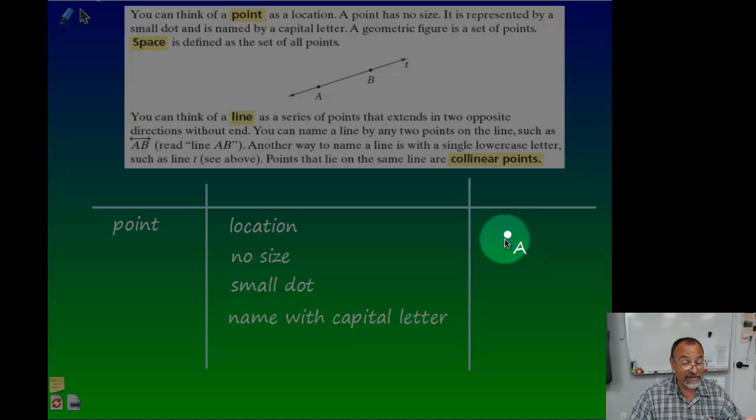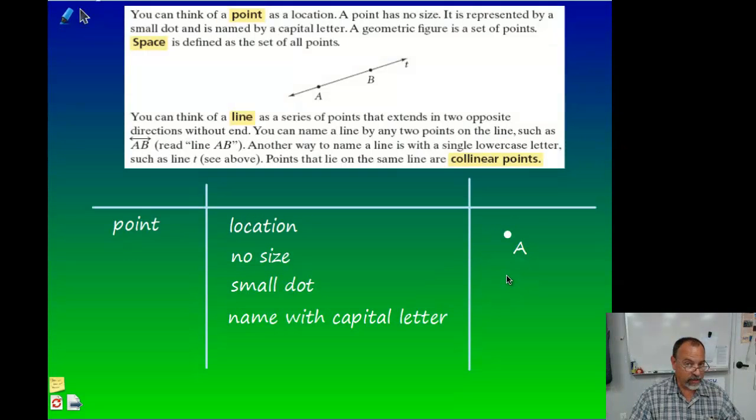Doesn't matter because it doesn't have any size to begin with. And then I use a letter A, a capital letter, to name it. Never a lowercase, capital letters. Which, by the way, reminds me of one other thing.